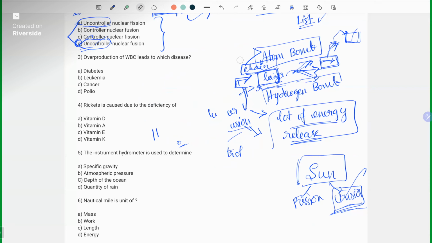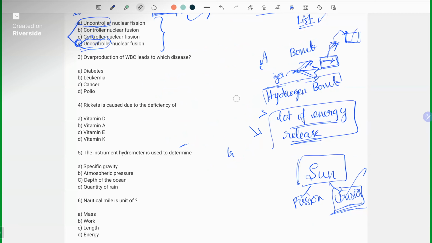What is the answer? Leukemia, ma'am. Yes, very good. It is leukemia. It is WBC when it is high, when it is excess, leukemia will be the disease. Okay. I gave the assignment regarding vitamins, right? What is the answer? Rickets. Basic question. Vitamin D, ma'am. Vitamin D it is.